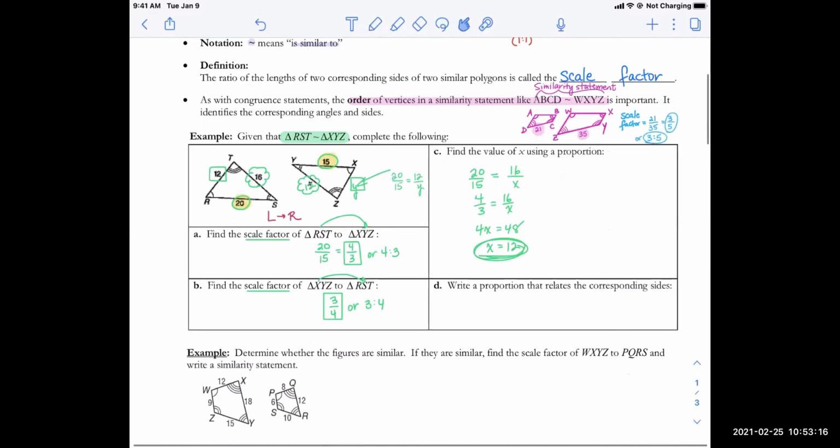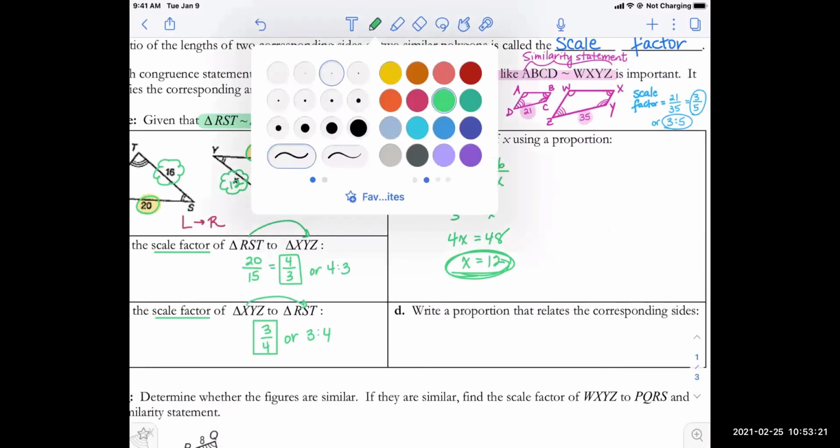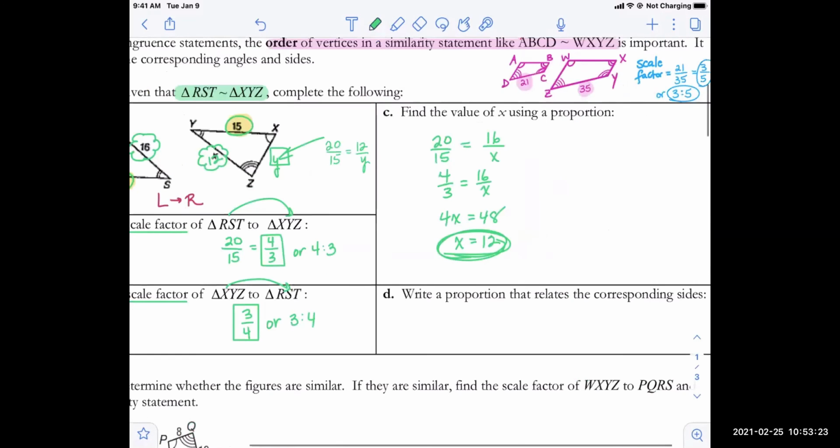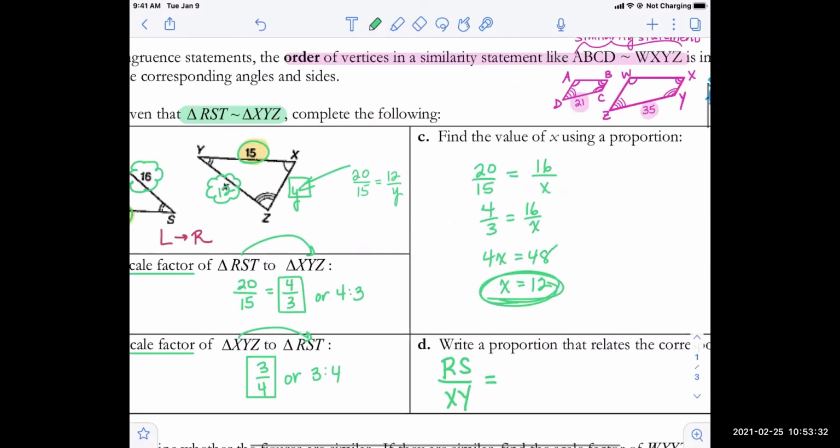Okay, write a proportion that relates to corresponding sides. That just means list something like RS compared to XY should be the same ratio as what? So I'm just looking at the similarity statement here. Okay, RS compares to XY. Give me another comparison. ST to what? ST to YZ, yep. And then same, what's the last one gonna be?